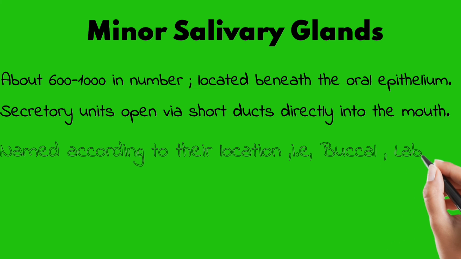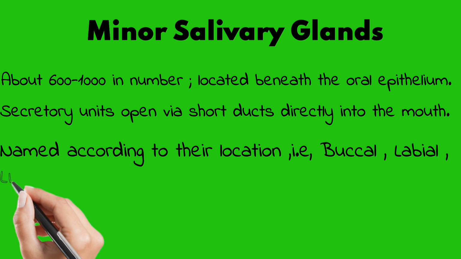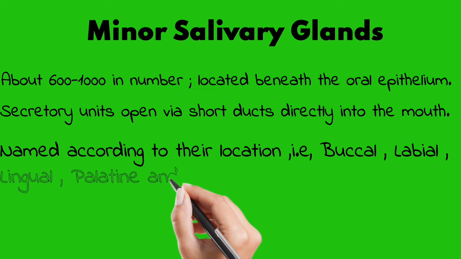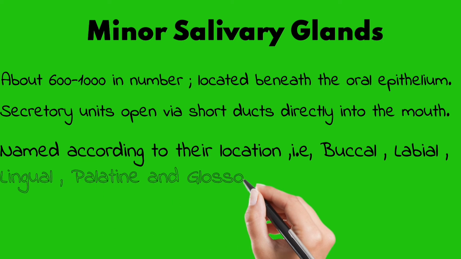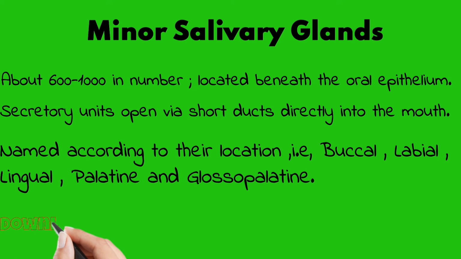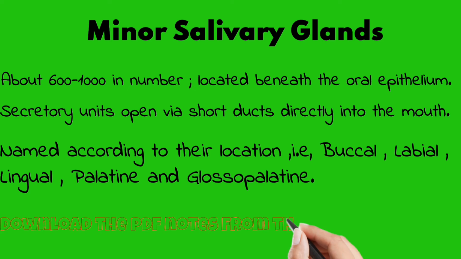So they are named as the buccal, labial, lingual, palatine, and the glossopalatine minor salivary glands. Okay, so these are named on the basis of the location. That is, if they are present in the buccal region, they are called buccal. Similarly, the labial, lingual, palatine, and the glossopalatine.